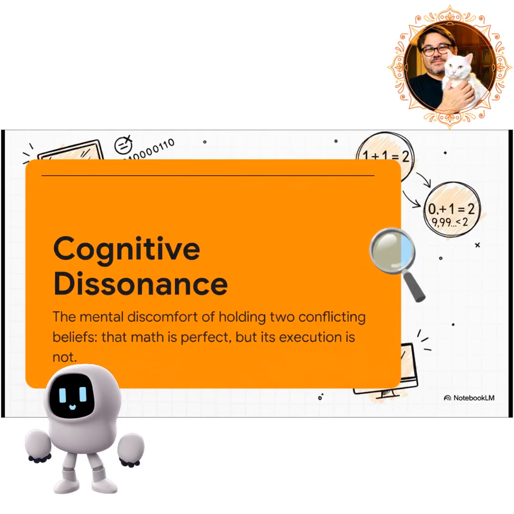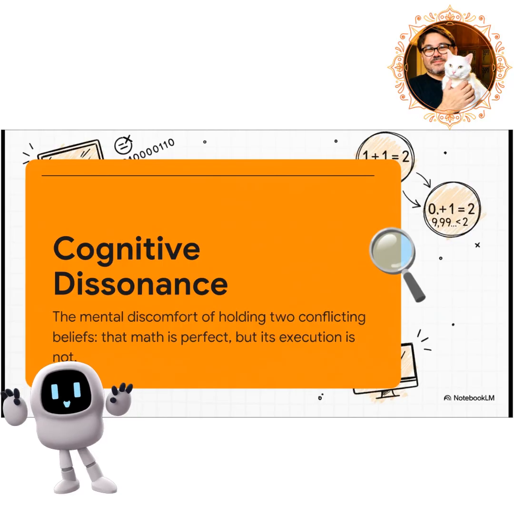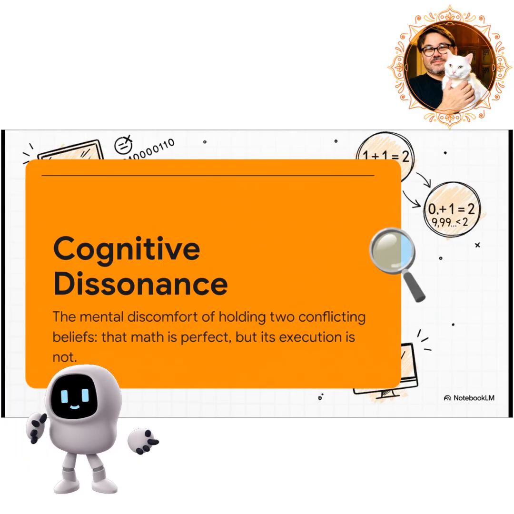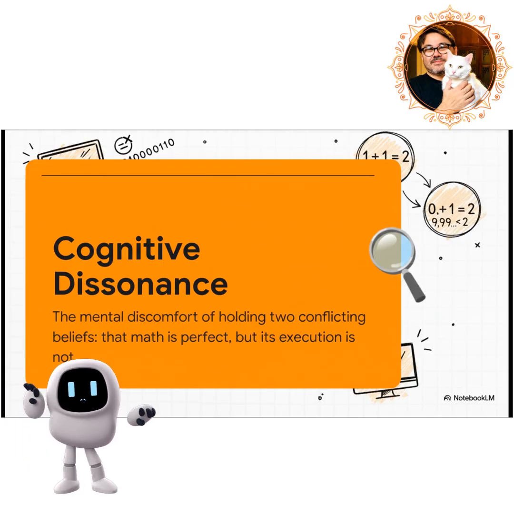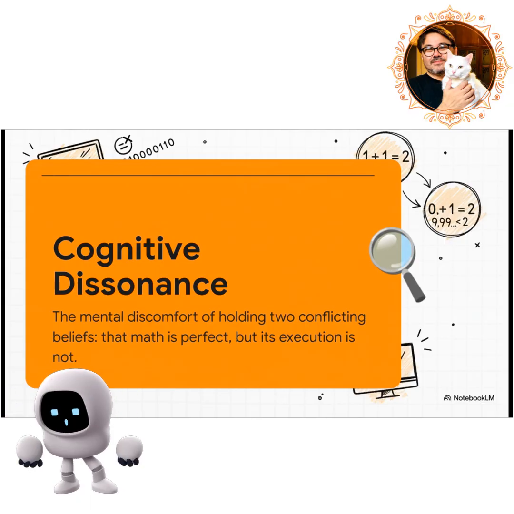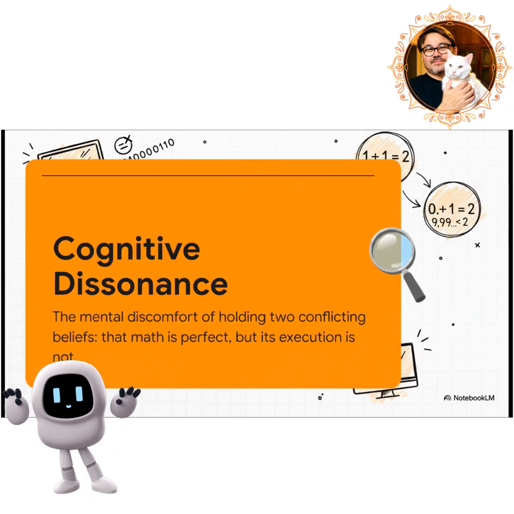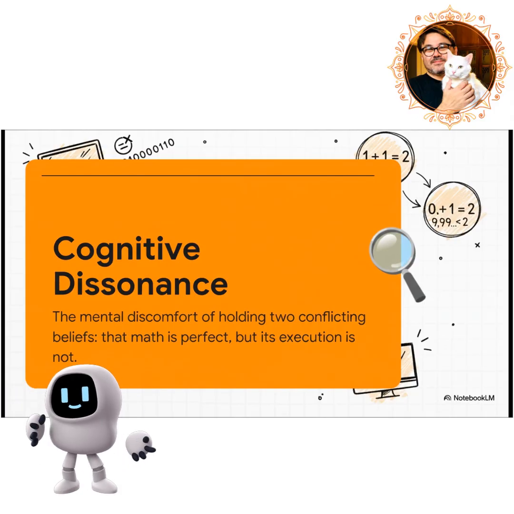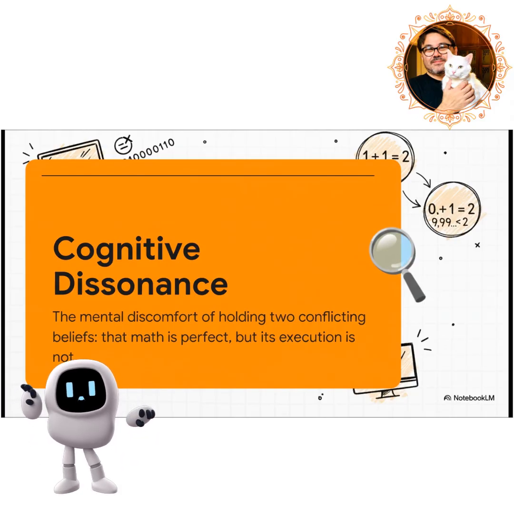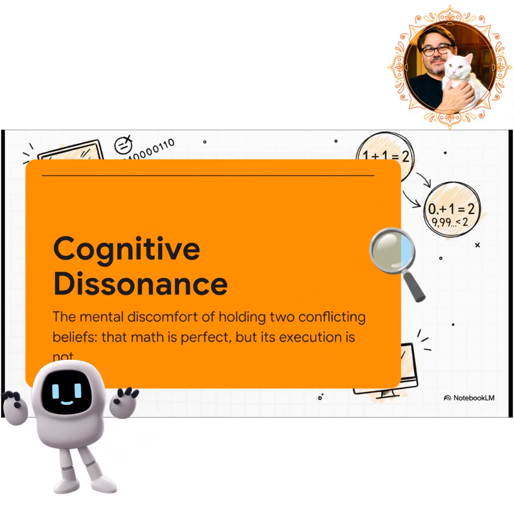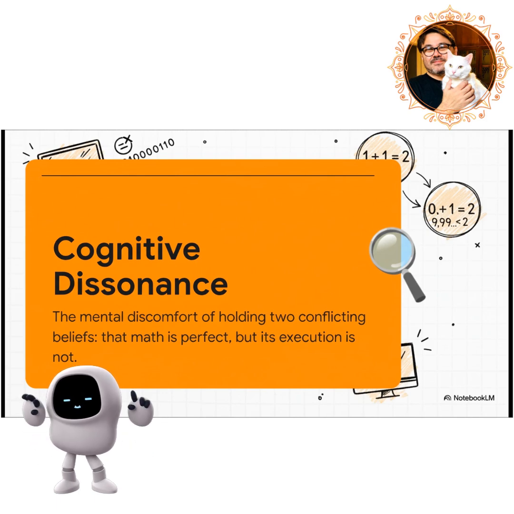There's a perfect term for this feeling: cognitive dissonance. It's that mental static, that discomfort you feel when you're trying to hold two completely contradictory ideas in your head at the same time. In our case, belief number 1 is something we've been told our entire lives. Math is perfect. Math is absolute truth. And belief number 2 is what's staring back at us from the screen. 0.1 plus 0.2 is not 0.3. That clash right there is where the confusion and discomfort come from.